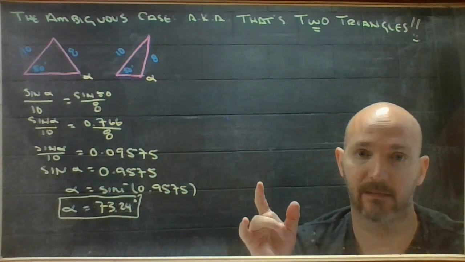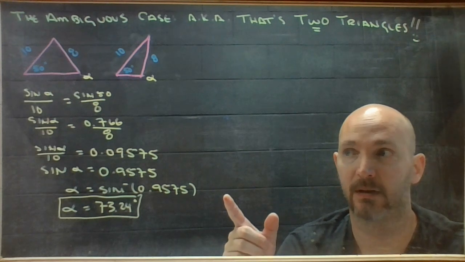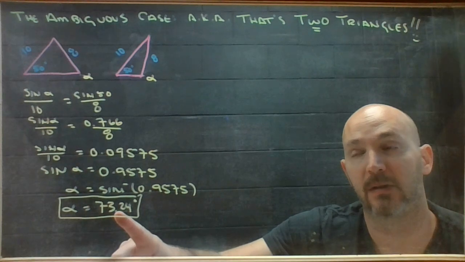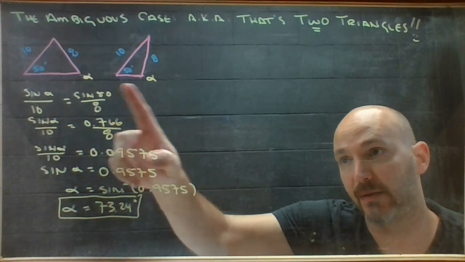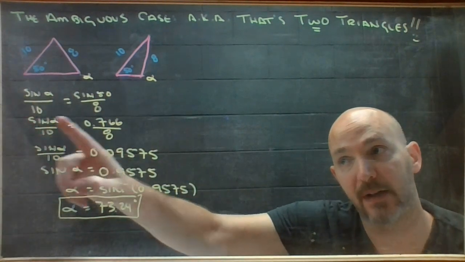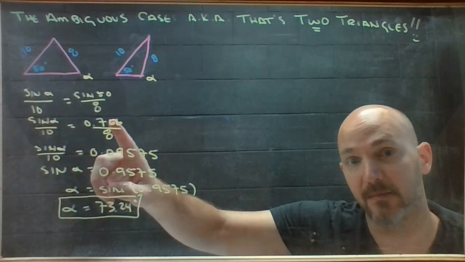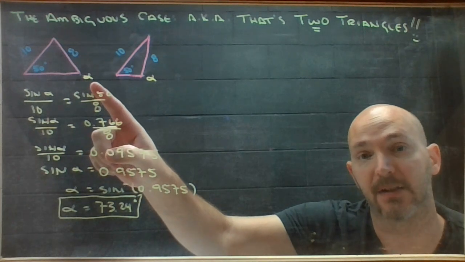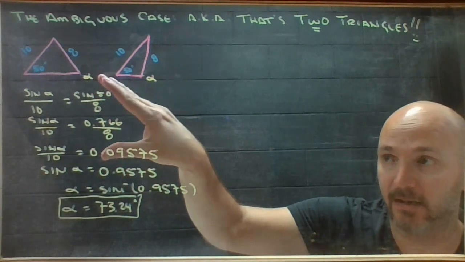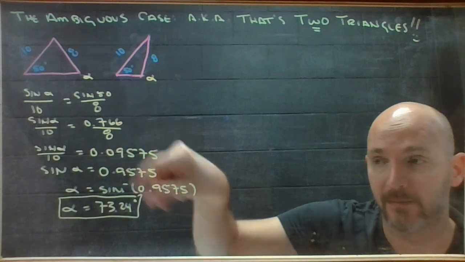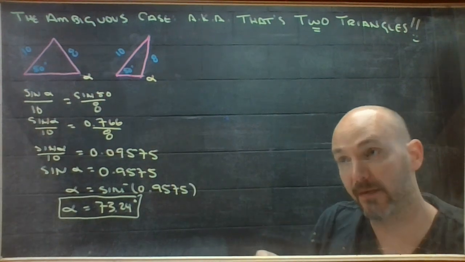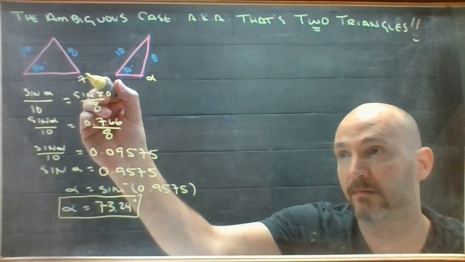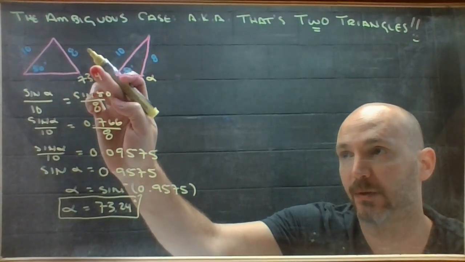Now, here's the catch. That angle is less than 90 degrees. If I look at these two alphas, which would have generated this exact same setup for both triangles, this is the one where alpha is less than 90, right? 90 degrees is square, and this one is less than that. So I've successfully figured out this one.